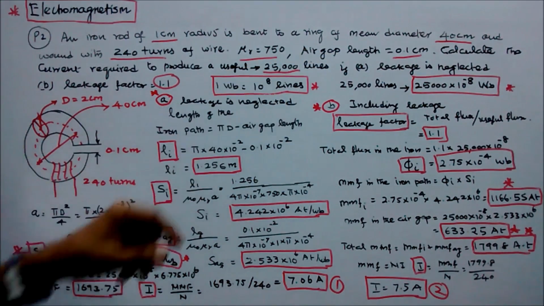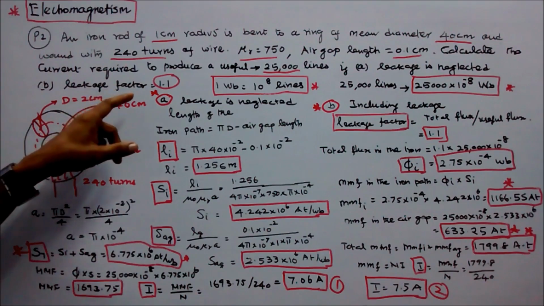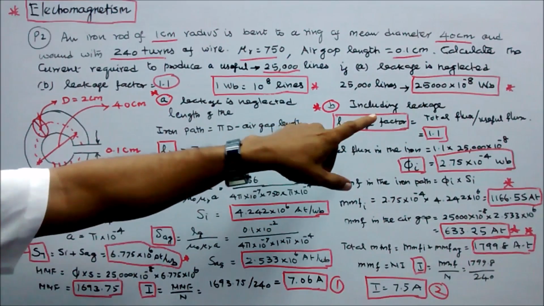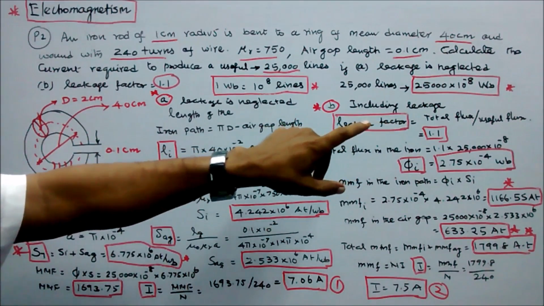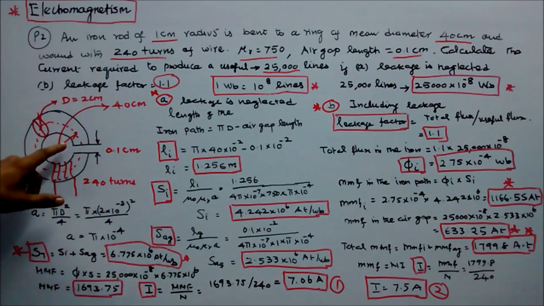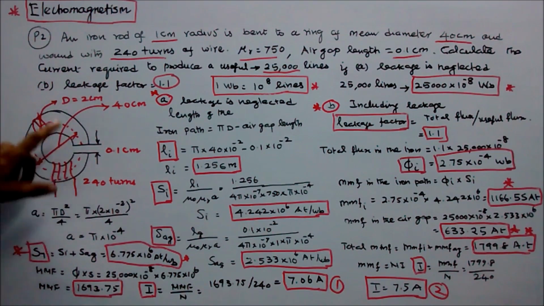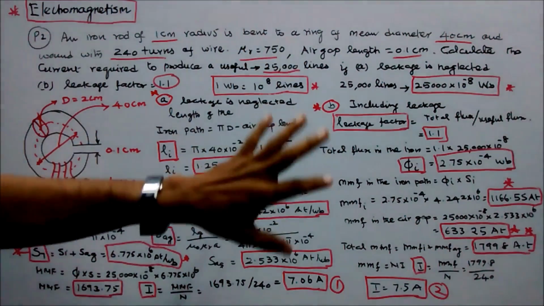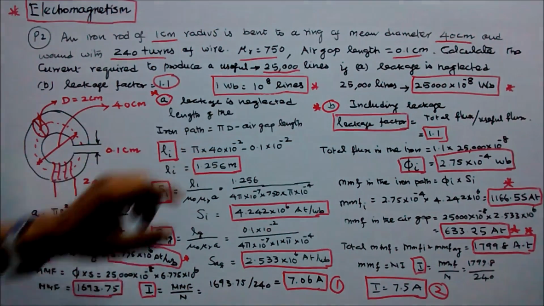A, leakage is neglected. B, leakage factor is equal to 1.1. Leakage factor is equal to total flux divided by useful flux. The flux developed in the air gap is useful. The flux developed in the iron part is total flux. The ratio of total flux divided by useful flux is the leakage factor.